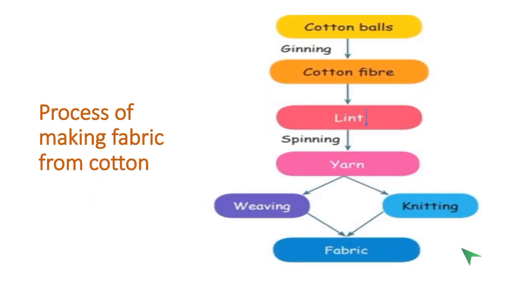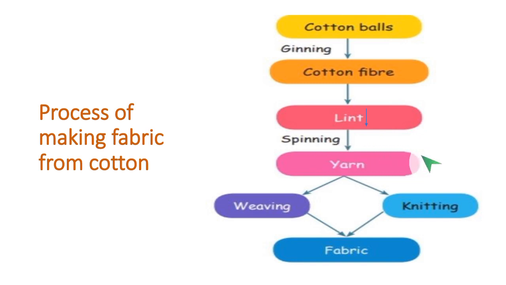Let's see the process of making fabric from cotton. This is the flow chart that shows the process of making fabric from cotton. The raw fibers are separated from the seeds by a process called ginning. The fibrous material left after separating cotton seeds is called lint. The lint is then tied and pressed into balls.